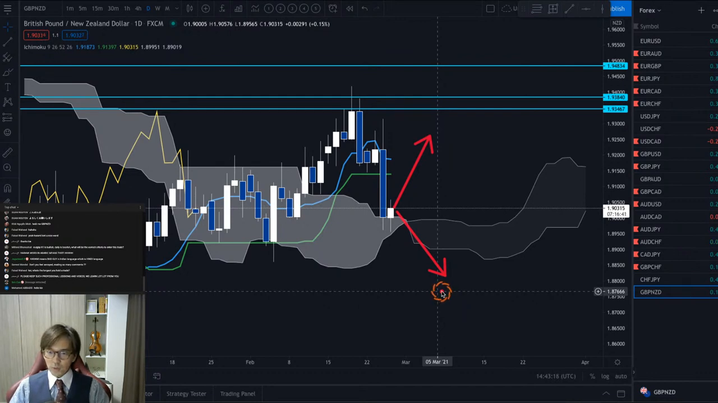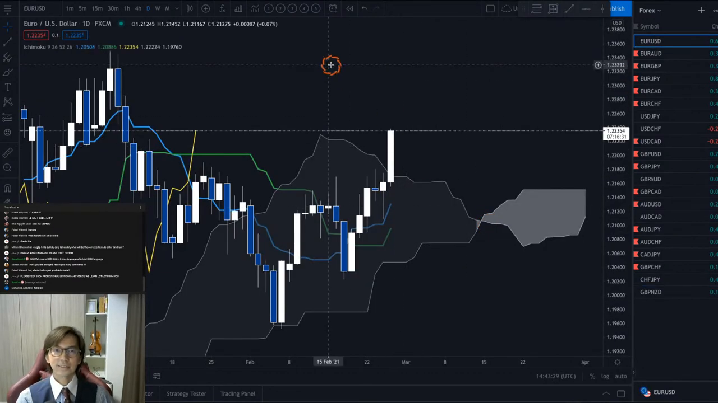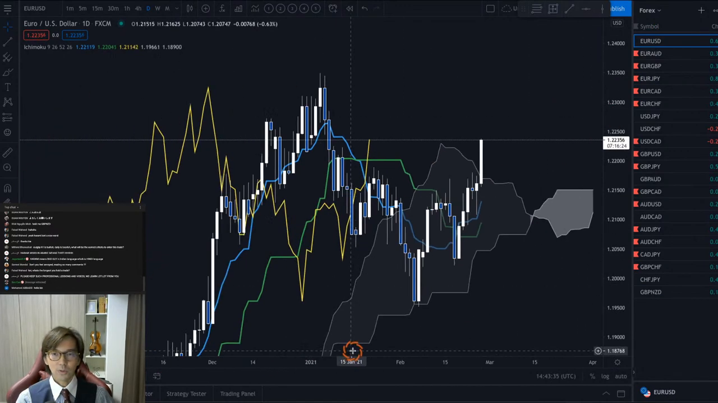Yeah, Euro Pound H1's bullish, daily is bearish. What will be the correct criteria to enter this trade? All right, so let's check Euro USD. Oh, this is bullish now. But so this is a daily chart Euro dollar.